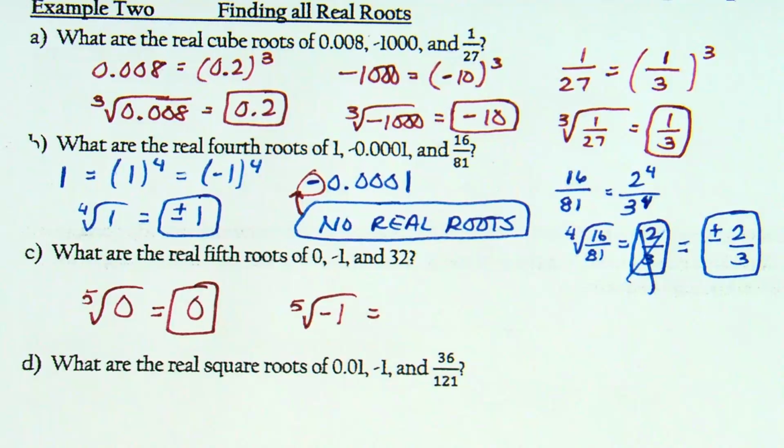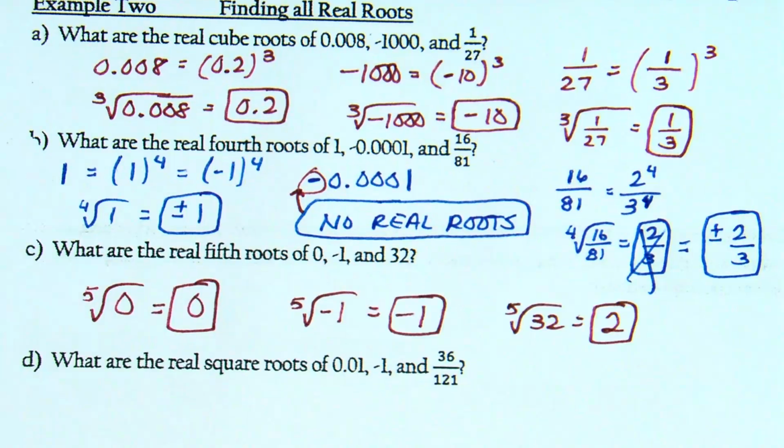Okay. And this is a good one to just know. Fifth root of 32. Do we know it? 2. 2 cubed was 8. 2 to the 4th was 16. And 2 to the 5th is 32.